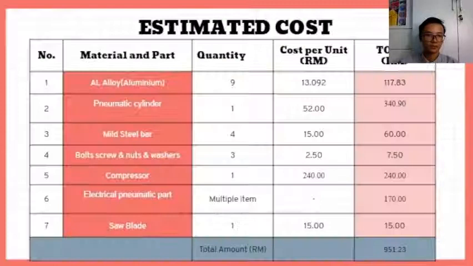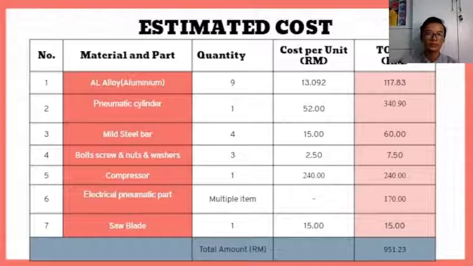This is our estimation of cost for our product. As you can see, alloy, pneumatic cylinder, mild steel bar, and the total amount is 951 ringgit.